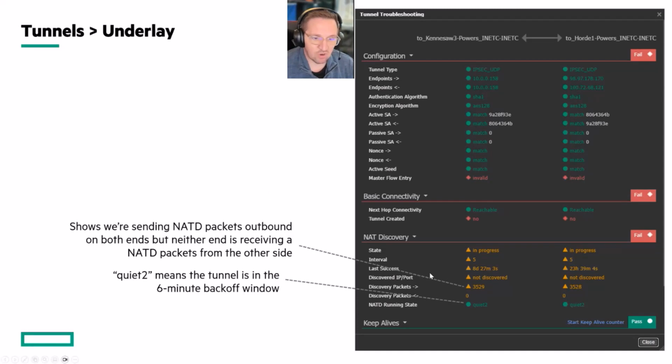If you mess something up in the NAT world, there are a variety of different indicators that might show up down here. One thing I want to point out is this NATD running state. If this says quiet or quiet 2, that means that it is in the back off period. There's a built-in mechanism by which if both sides are not receiving any packets from the other side, they will both back off. By default, it's 6 minutes. So the EdgeConnect will stop transmitting anything on the tunnel for 6 minutes. The idea is you stop transmitting completely so that any firewall state tables in between the two EdgeConnects can age out.